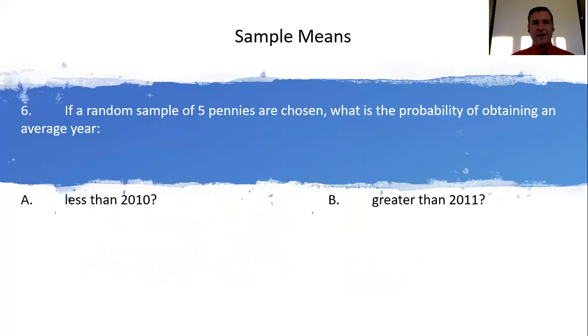So we've done 5 pennies. It says, if a random sample of 5 pennies is chosen, what is the probability of obtaining an average year, and then part A says less than 2010. Okay, so I'm going to draw my normal distribution.